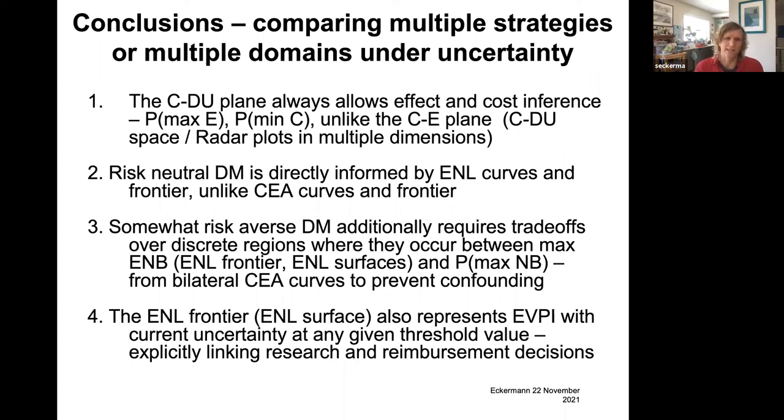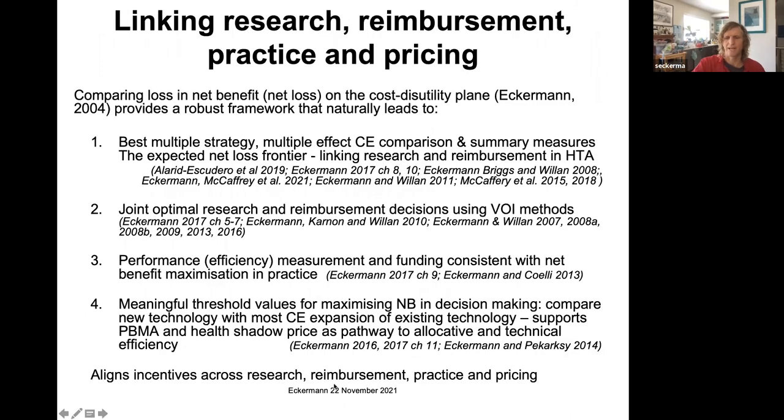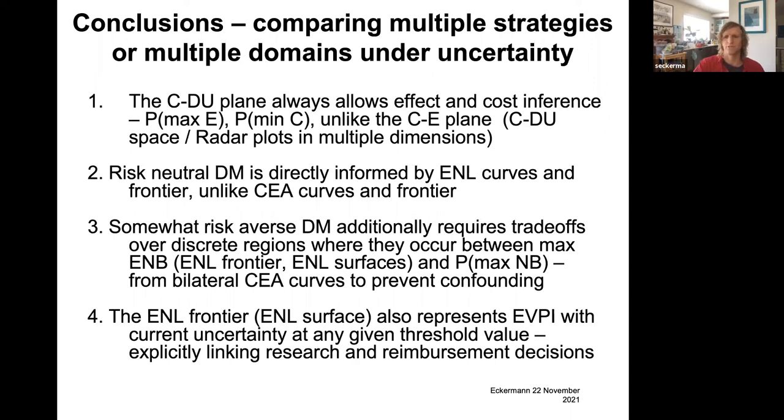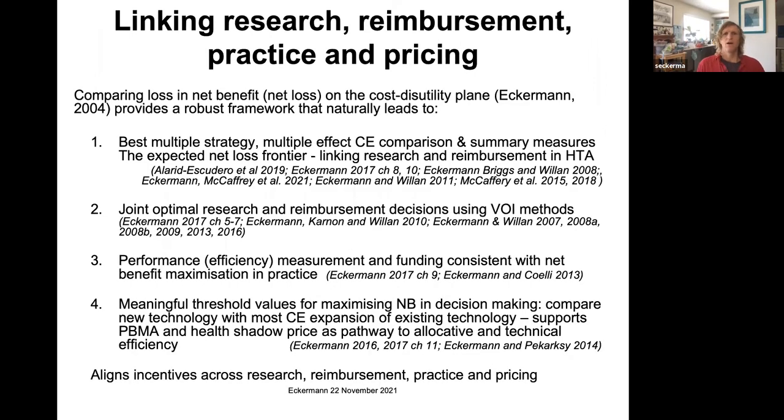And finally, the expected net loss frontier, or the expected net loss surface when we look at multiple domains in a minute, also represents the expected value of perfect information with current uncertainty at any given threshold value. And that gives you an explicit link between research and reimbursement decisions. So in terms of linking research, reimbursement practice, and indeed also pricing, comparison of loss in net benefit on the cost-disutility plane provides a rough framework that leads to, as we've seen, the best multiple strategy, and we'll see in a minute, multiple effect comparisons and summary measures.